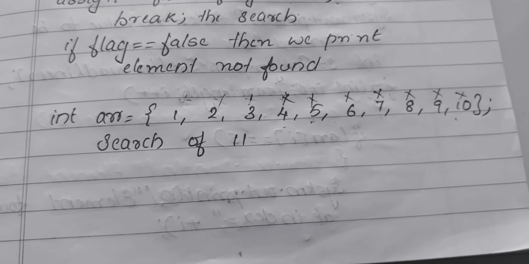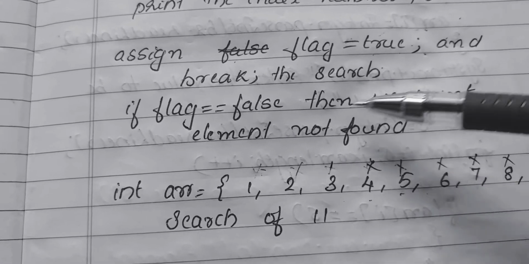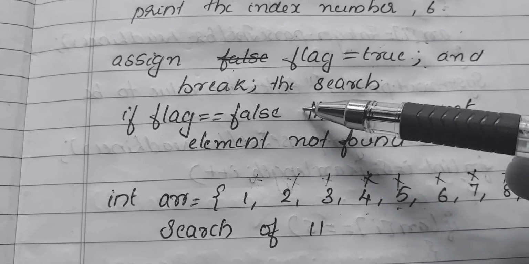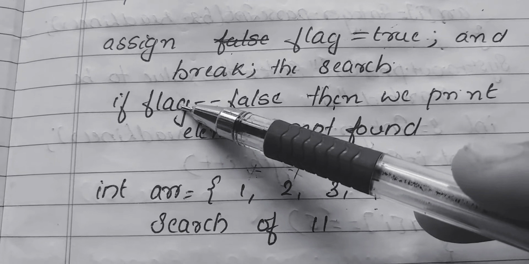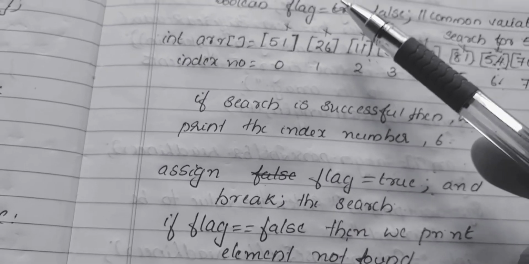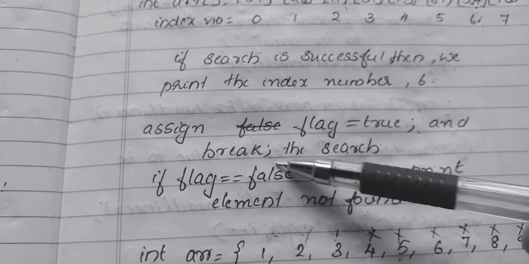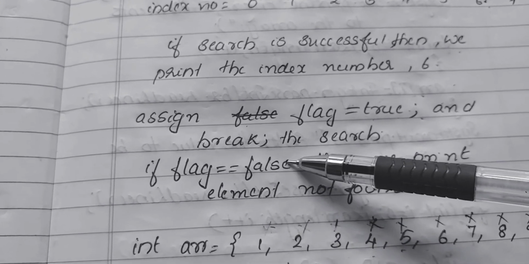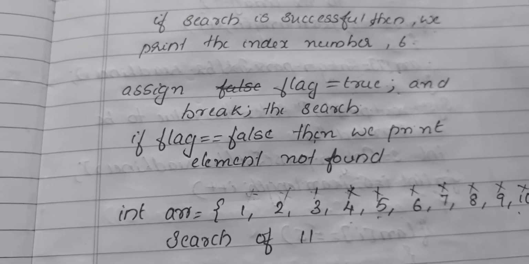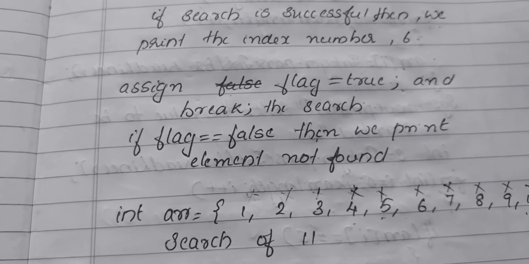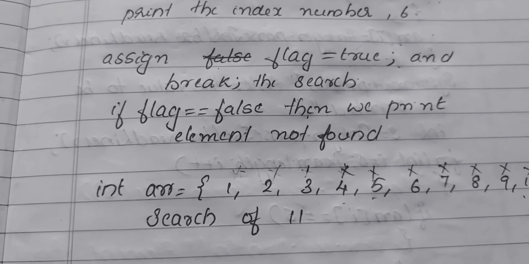So before that, we are checking one more condition, that is, if flag double equal to false. What is the initial value of flag? We set it as false, isn't it? False equal to false. Yes, the false value remains false as it is. So we print the message element not found. So this is what we are doing in the linear search technique.